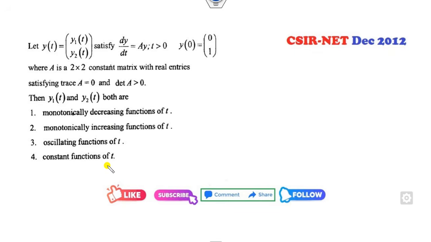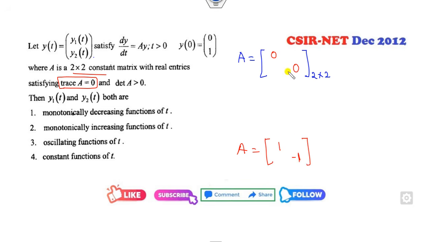Now let's start with the PYQ series. First of all, there are two variables, so the size of the matrix A will be 2 cross 2. What is given to you is a 2 cross 2 matrix. The trace is 0. So you can take this as 0, or you can choose this as also trace 0. But the simplest one is 0 and 0.